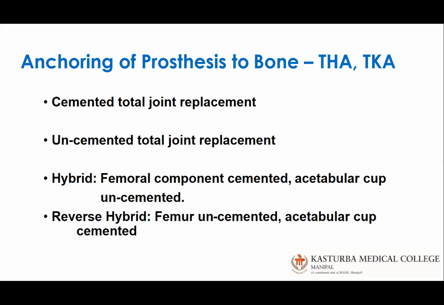Either you can do a cemented total hip replacement or an uncemented total joint replacement. You can do a hybrid, where the femoral component is cemented and the acetabular component is uncemented, or sometimes a reverse hybrid, where the femur is uncemented and the acetabular cup is cemented.